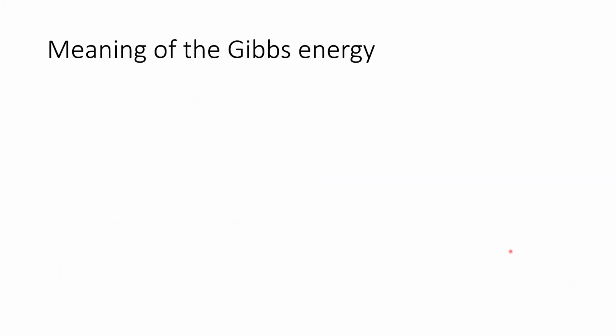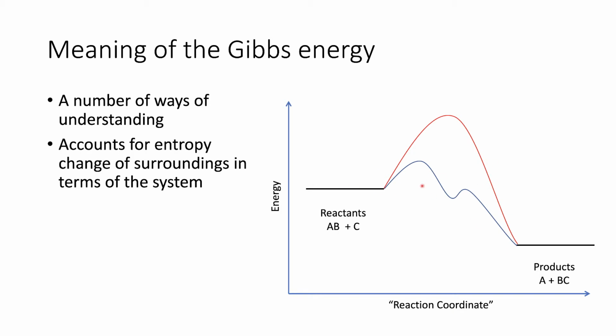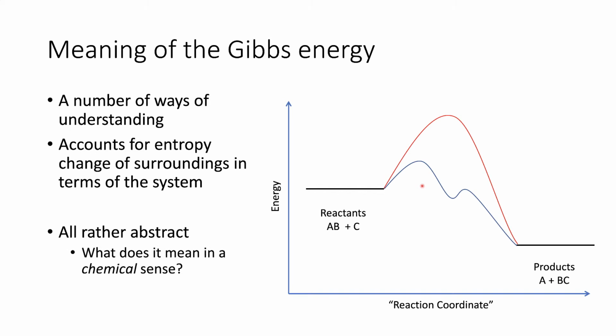So the Gibbs energy has a number of different meanings depending on how we're choosing to explain it. There are a number of different ways of understanding it, and we're most familiar with these energy profile diagrams. We've discussed how it accounts for entropy change of surroundings in terms of the system. This is all really quite abstract. But what does it actually mean in a chemical sense? Because this allows us to get a bit more of a handle on it.